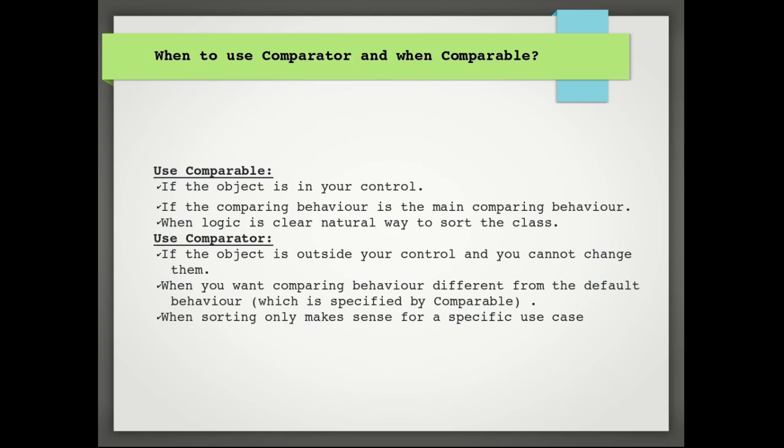When we implement comparable, that means we are embedding the comparing behavior within it. It is tightly coupled within that particular object. So that is the main comparing behavior, or we can say that becomes the default comparing behavior of that particular object.